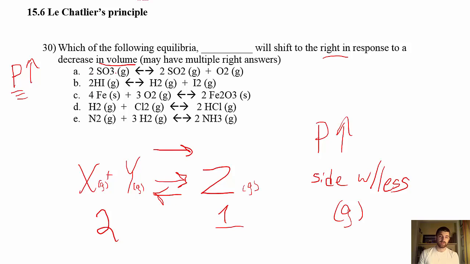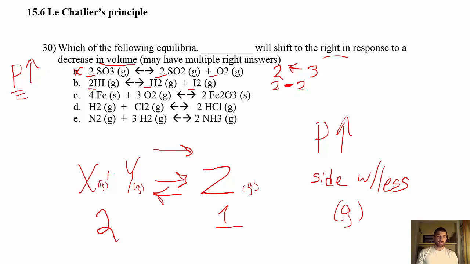So if I'm looking at A, I've got 2 moles of gas on the reactant side, and 2 plus 1, I've got 3 on the product. So if I were to increase the pressure, it would shift to the left. So that is not going to be ours. All right, well here, HI, I've got 2 versus 2, right? 2 moles of HI, 1 H2 and 1 I2, so it's not going to have any effect. It's going to pretty much stay the same.